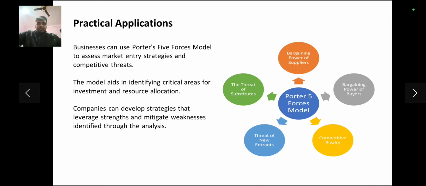Practical applications. Businesses can use Porter's Five Forces model to assess market entry strategies and competitive threats. This model aids in identifying critical areas for investment and resource allocation. Companies can develop strategies that leverage strengths and mitigate weaknesses identified through the analysis. Porter's Five Forces model includes bargaining power of suppliers, bargaining power of buyers, competitive rivalry, threat of new entrants, threat of substitutes.